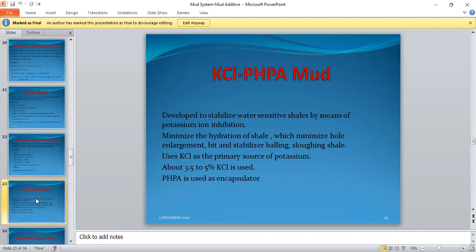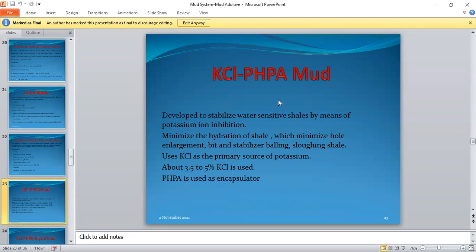Once the drill bit has drilled the cuttings, the PHPA, since it's a polymer, will capture the cuttings and bring them out to the surface. PHPA is used for encapsulation. It will capture the cuttings in small bits, and when it comes to the surface, the shakers will shake them off, the cuttings will go out, the PHPA will still come in. PHPA could be in powder form or liquid form.